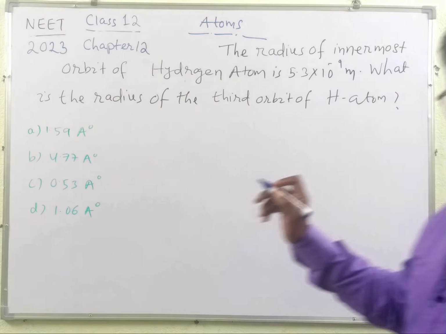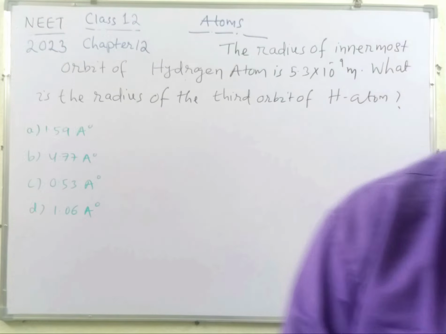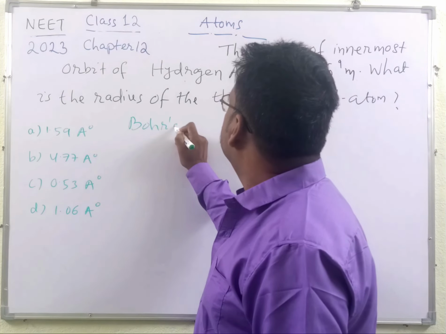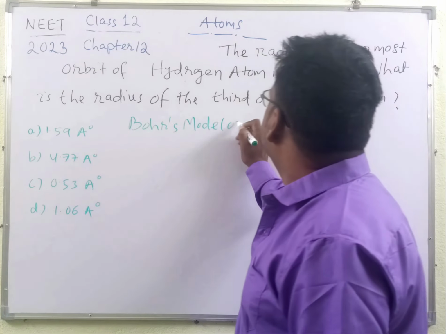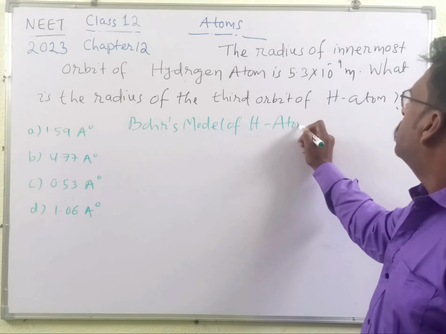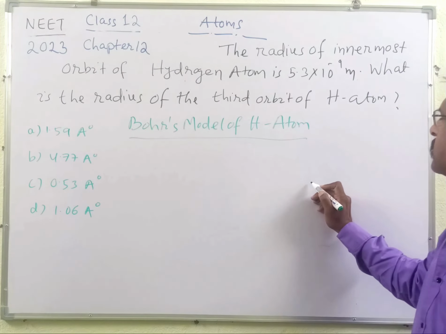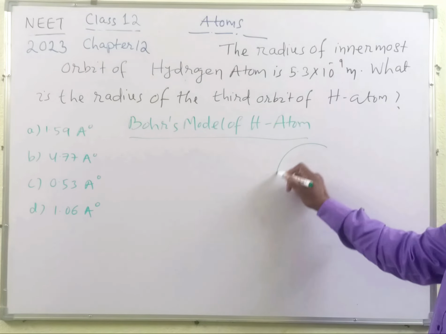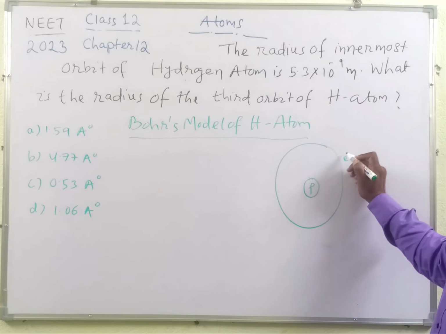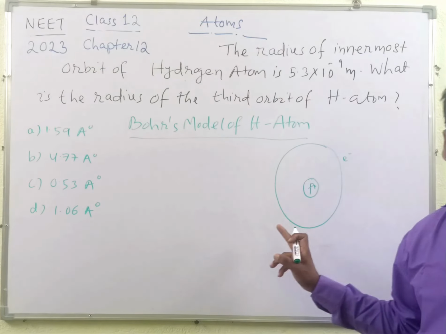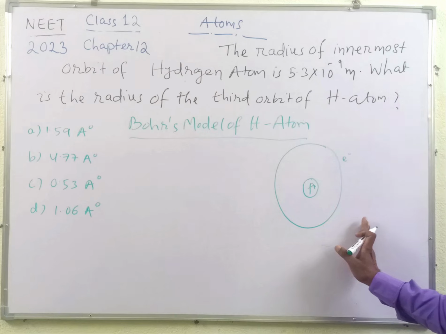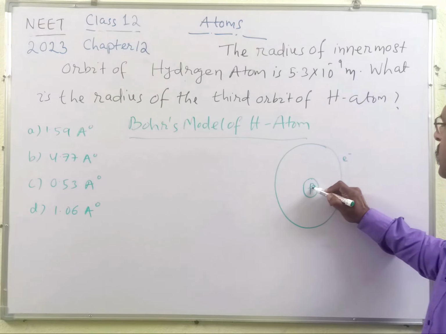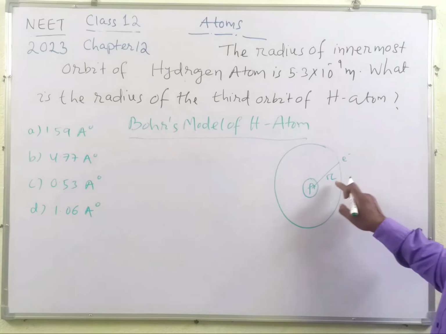Students, we have studied the Bohr's model of the hydrogen atom. According to this model, there is a nucleus in which there are positively charged protons, and the negatively charged electrons are revolving around the nucleus in certain specified orbits. What is the condition? We will study later, students. Let the radius of the orbit be r.